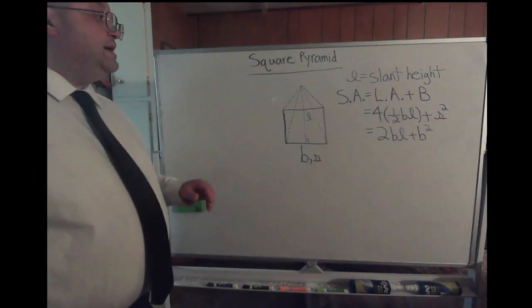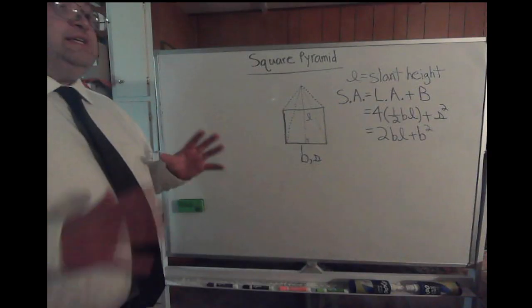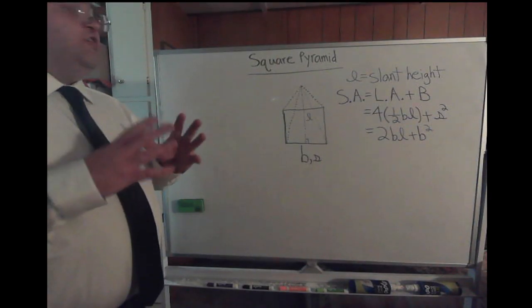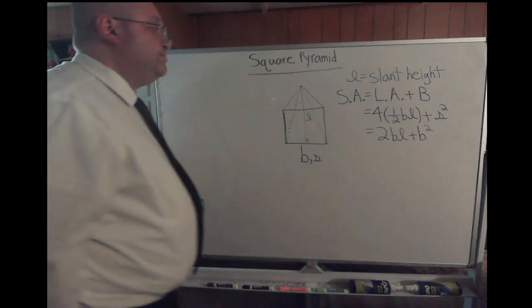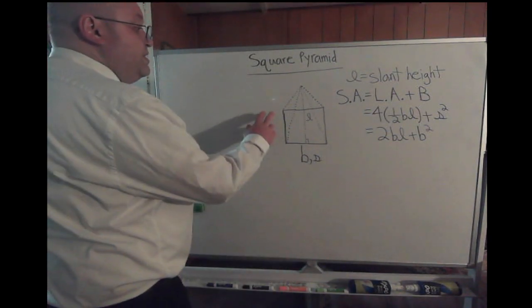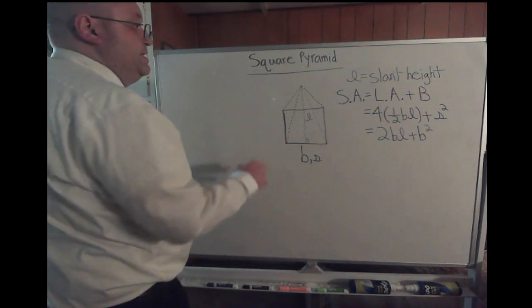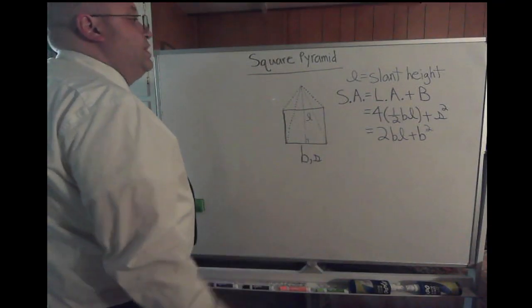So today we are going to do the surface area of pyramids, cones, and spheres. For pyramids we're going to stick strictly with square pyramids, probably because they're the easiest to work with.